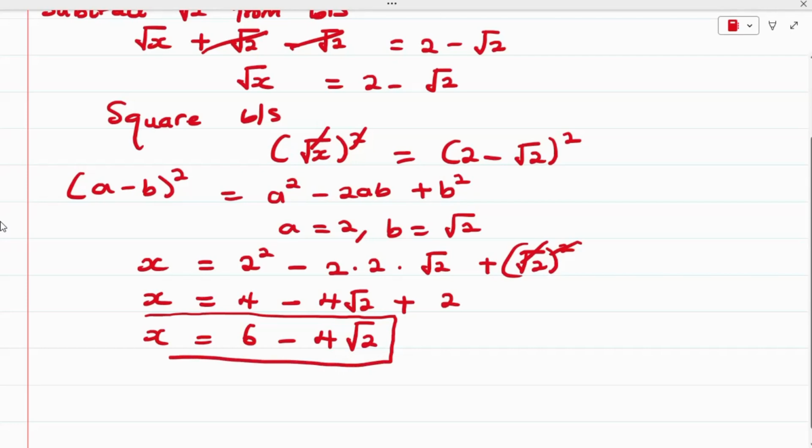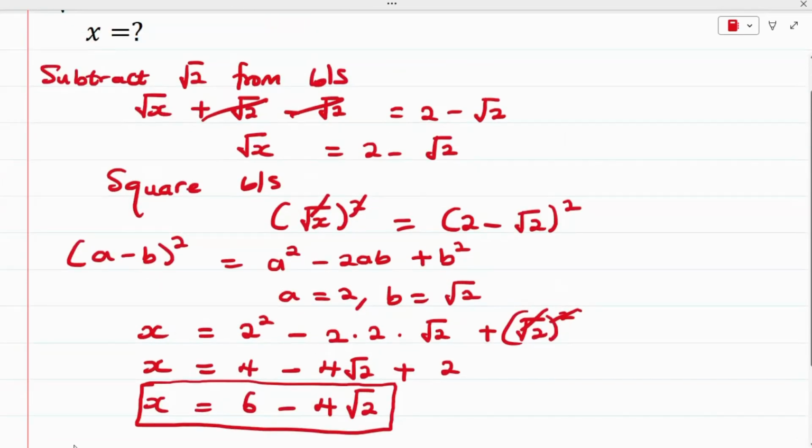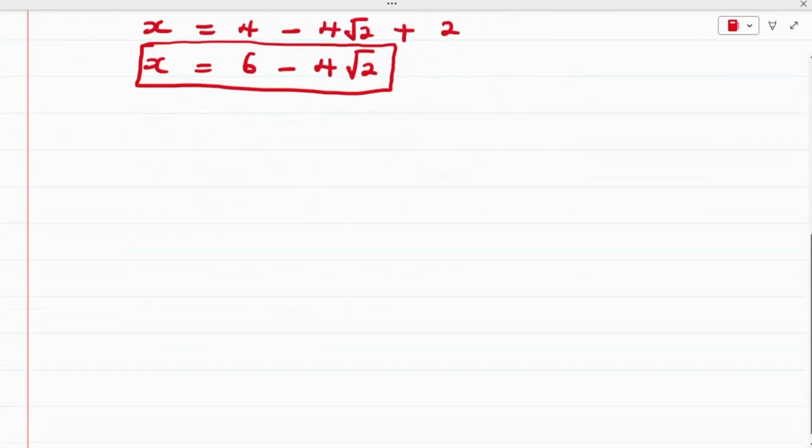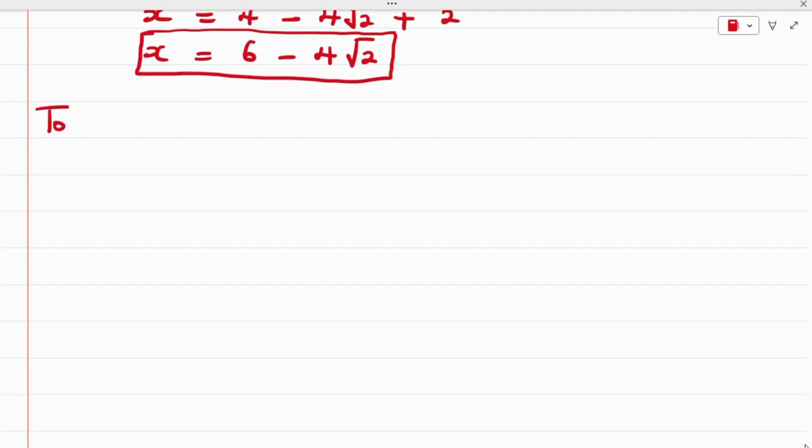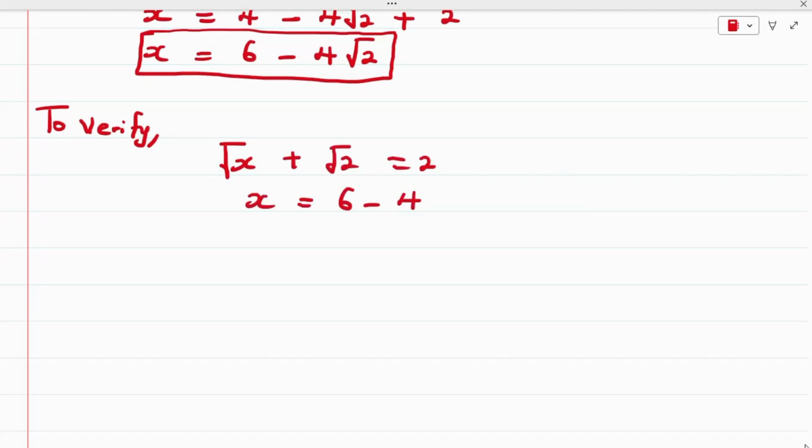So we have been able to find the value of x. So let's verify to show if our answer is actually correct. To verify, we have the expression given as the square root of x plus the square root of 2 is equal to 2, and we have that x is equal to 6 minus 4 root 2. So we have the square root of 6 minus 4 root 2 plus root 2 is equal to what? 2.